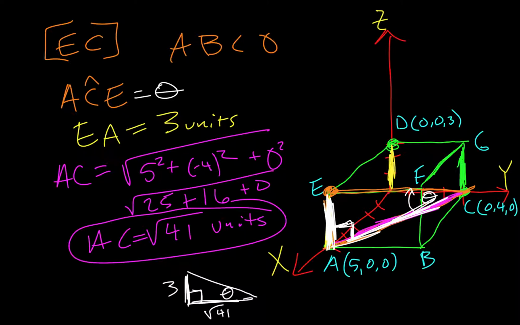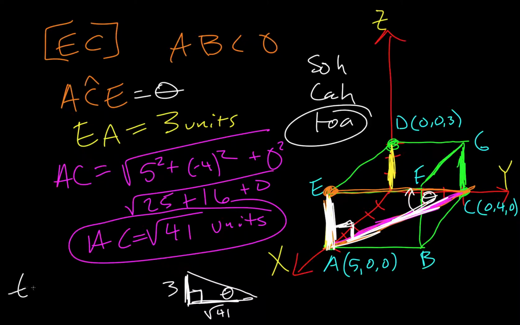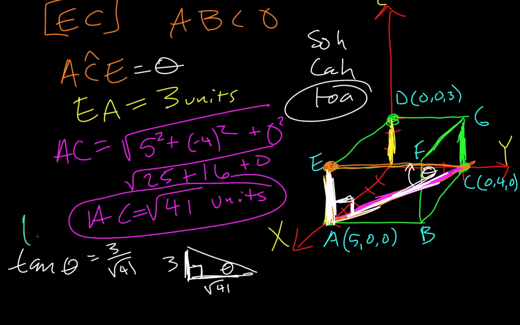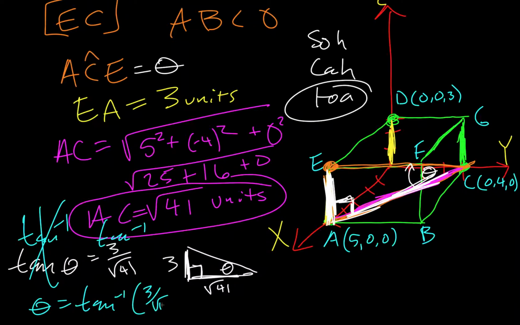And so if we go back to SOHCAHTOA, we have the opposite and the adjacent. So we're going to use a tangent. So tangent theta equals opposite over adjacent. And if we do inverse trig on that, we'll do an inverse tangent. So we have theta equals inverse tangent of 3 over square root of 41.